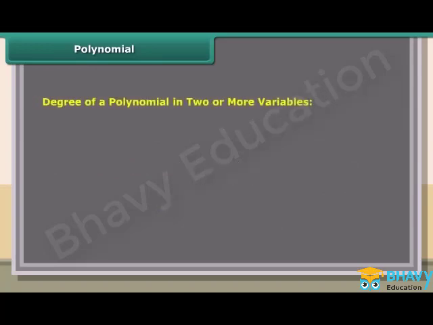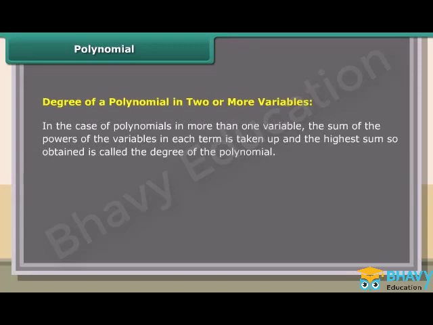Degree of a polynomial in two or more variables. In the case of polynomials in more than one variable, the sum of the powers of the variables in each term is taken up and the highest sum so obtained is called the degree of the polynomial. Example, 5x square y cube minus 3xy square plus 6 minus square root 2x raised to the power 4 is a polynomial of degree 5 in x and y.